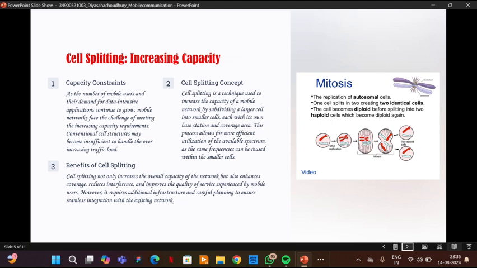Cell splitting concept. Cell splitting is a technique used to increase the capacity of a mobile network by subdividing a larger cell into smaller cells, each with its own base station and coverage area. And what are the benefits of the cell splitting concept? It not only increases the overall capacity of the network, but it also enhances coverage, reduces interference, and improves the quality of service experienced by mobile users.